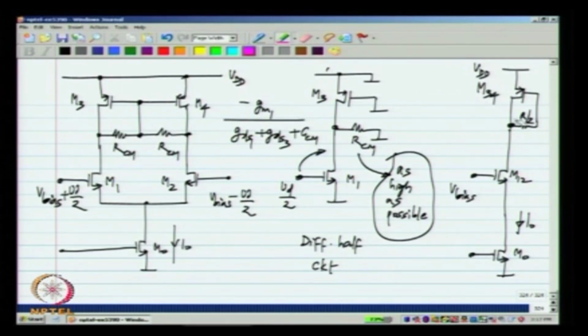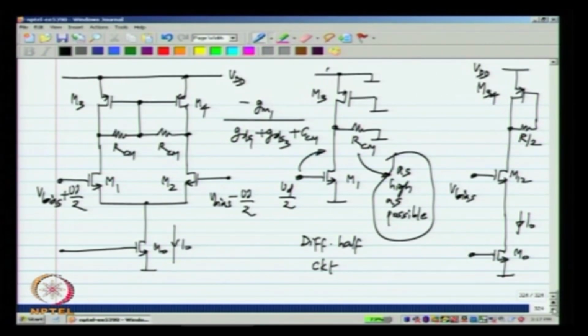Okay. If we did not have this feedback loop, the current in M34 could be different from I naught, and this voltage would either rise or fall, but now it will be set to a value equal to VDD minus VSG of M34. Okay.